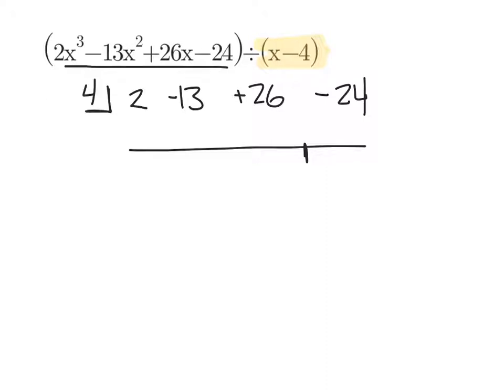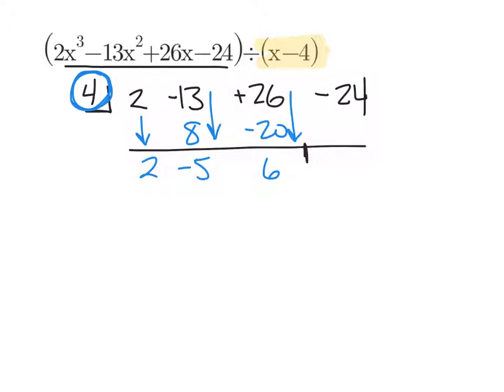Now we're ready to begin the synthetic division. Bring down the 2, multiply and add, multiply and add. So we'll always multiply by this 4. 2 times 4 is 8. Then add. That makes negative 5. Times 4 is negative 20. And add.